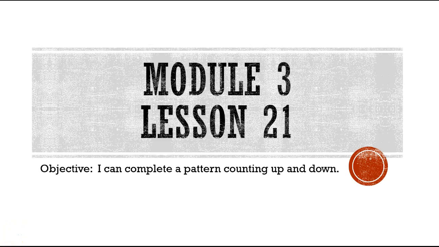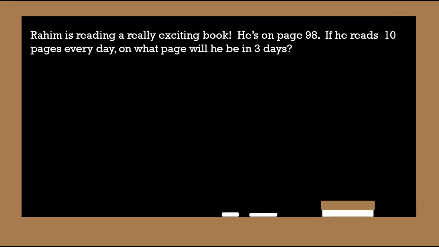Hello, second grade. This is Module 3, Lesson 21, and our objective today is I can complete a pattern counting up and down. So first we have the application problem here, and it says Rahim is reading a really exciting book. He's on page 98. If he reads 10 pages every day, on what page will he be in 3 days? So go ahead and push pause and then push play when you're done solving this.